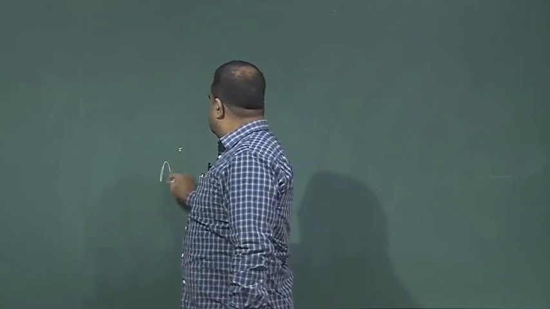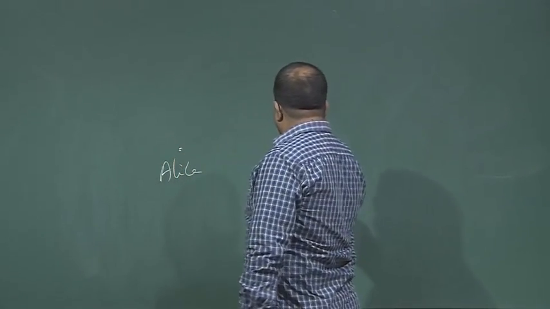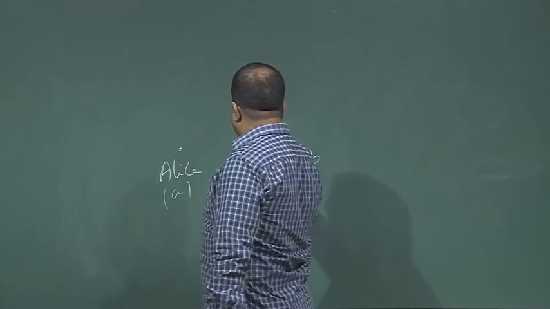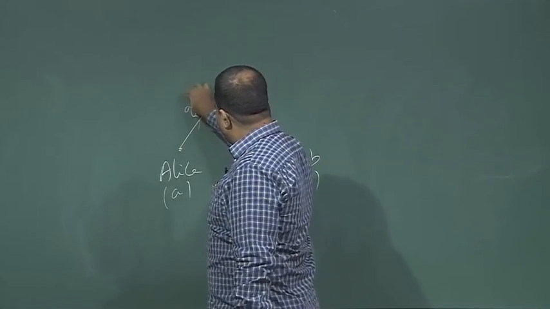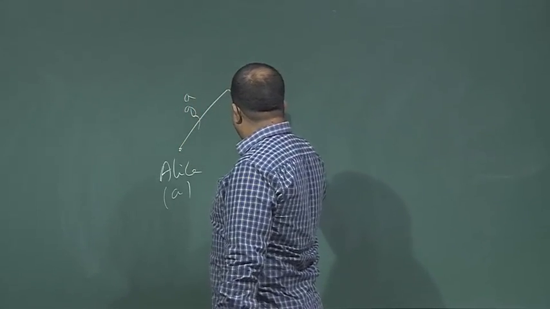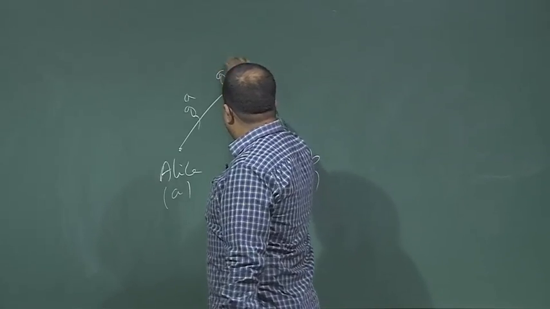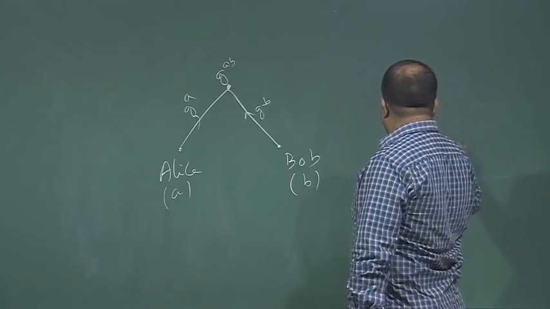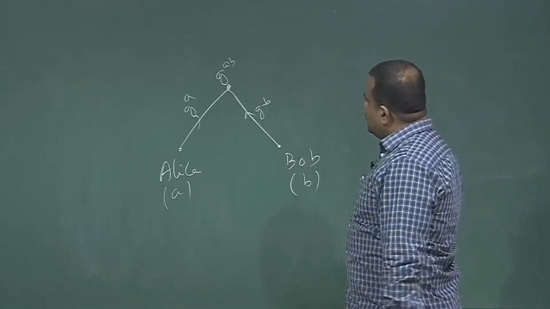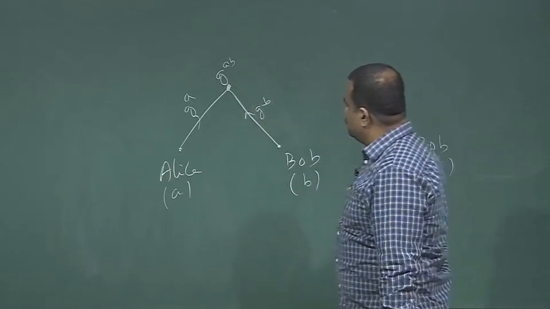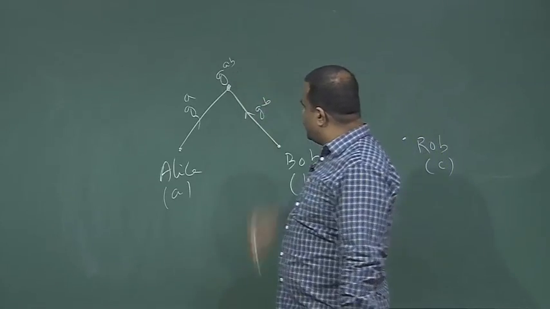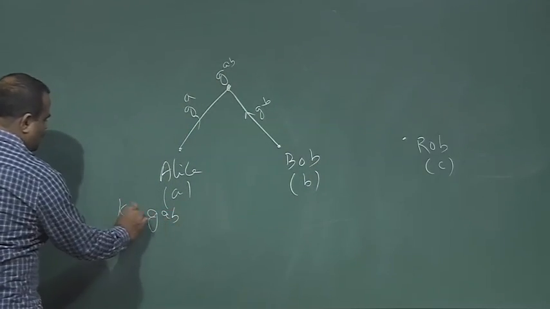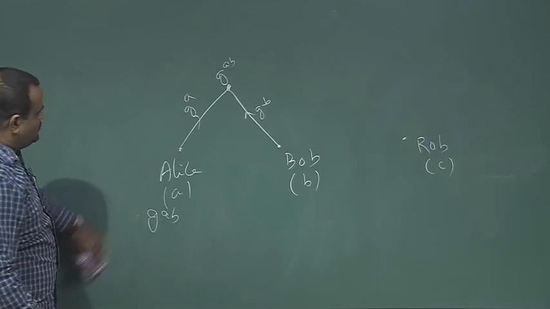So we are using Diffie-Hellman. Alice chooses a and Bob chooses b; one sends g to the power a and the other sends g to the power b. They compute g to the power ab, so this is the key they are computing. Rob has g to the power c. Now they have agreed on a common key, g to the power ab mod p, so g to the power ab is now with both of these parties.